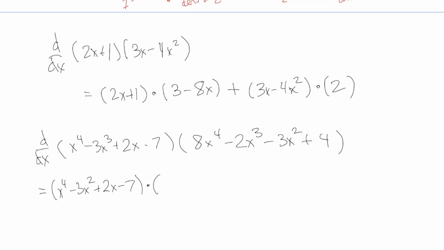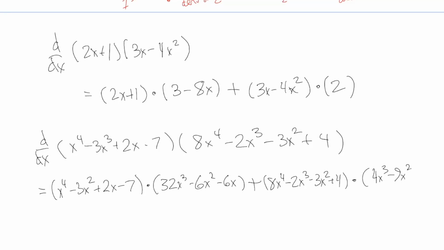So that would be 32x cubed minus 6x squared minus 6x, and the plus 4 goes away. So that's the first thing times the derivative of the second thing, and then I say plus the second thing like it is, 8x to the 4 minus 2x cubed minus 3x squared plus 4 times the derivative of the first thing, which is 4x cubed minus 9x squared plus 2, like that.